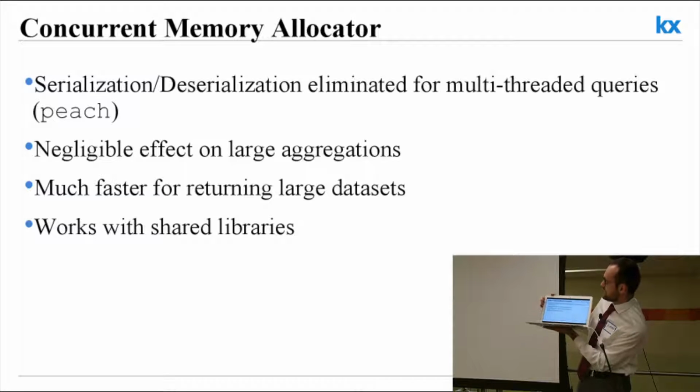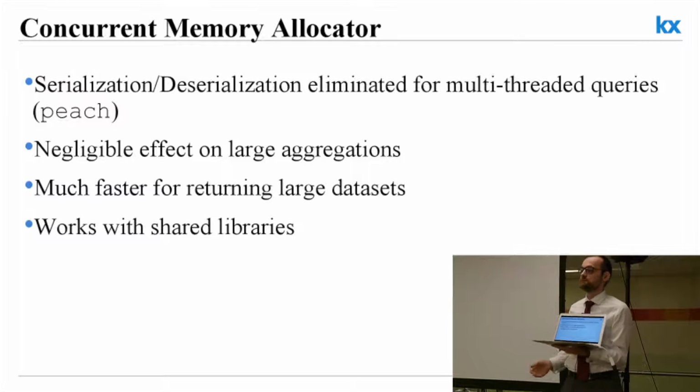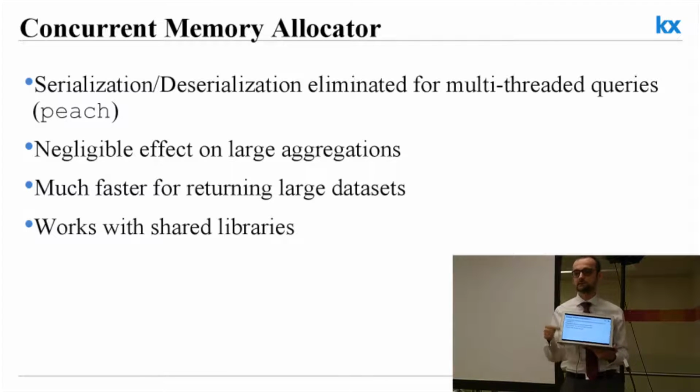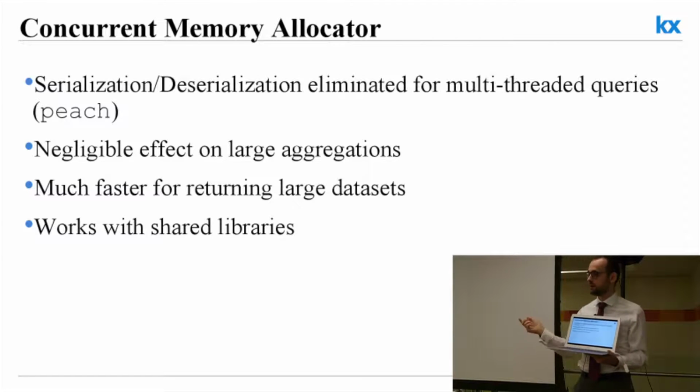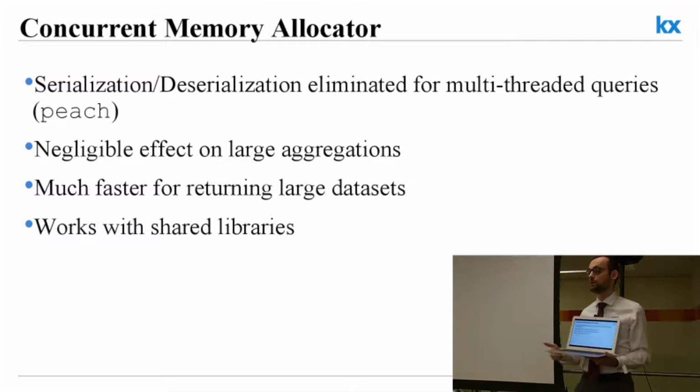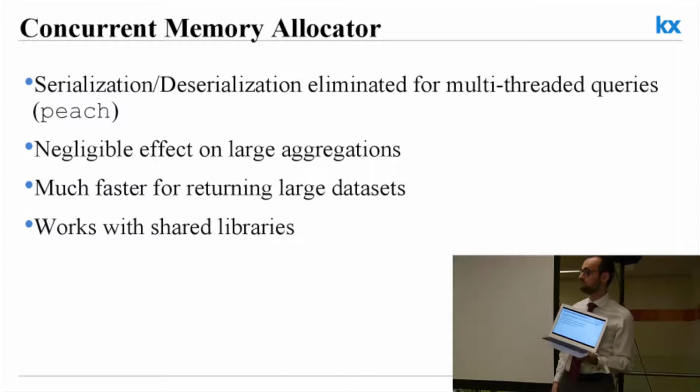And so what the concurrent memory allocator is basically, if you're running KDB Plus in multi-threaded mode, previously in the past you had a big overhead of serialization and deserialization going between the slave threads and the main thread. So now that's basically gone. So we've worked out how to fix the heap and the local heaps talking to the main thread heap.